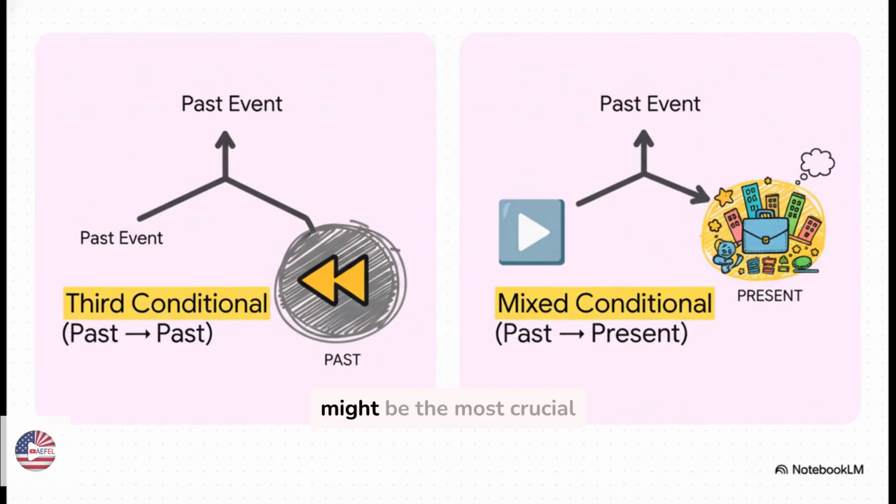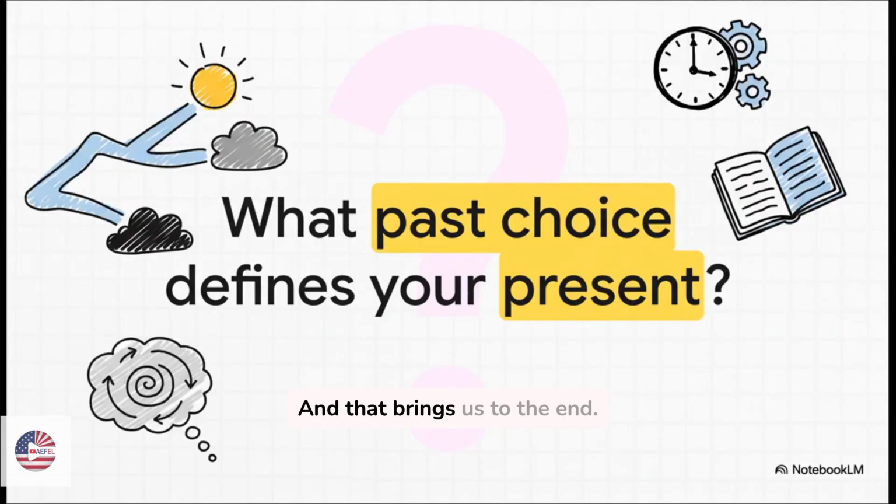And this right here might be the most crucial takeaway of all. Your choice of conditional completely changes the meaning. The third conditional on the left, that's about one specific past event that led to one specific past result. But the mixed conditional, that's about how your entire life would be different right now. Choosing the right one is absolutely key to being understood correctly. And that brings us to the end.